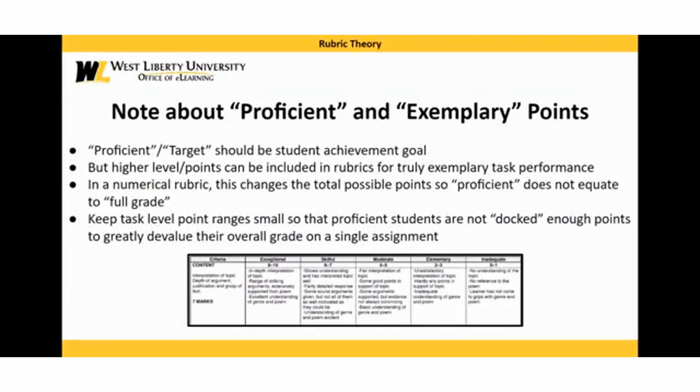so that a proficient student is not effectively docked possible points for not going above and beyond. For example, if a proficient task level is set to 5, while an exemplary task level is set to 10, then the exemplary student earns twice the points as a proficient student, even though a proficient student met a good standard. If all the rubrics in a course are set this way, the proficient student will finish with a much lower final grade than the exemplary student.